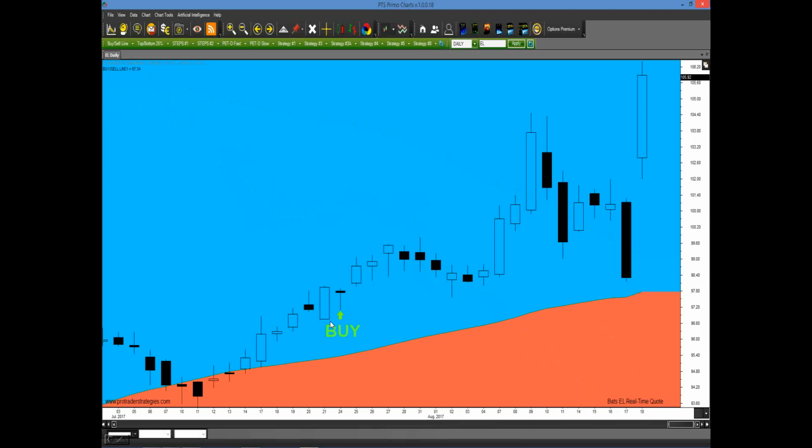Now this will work to the upside as well. EL, this was, I believe, on Friday, one of the top gainers of the week. As you can see here, this was what happened on Friday. The stock went straight up. Well, coming into August, a buy signal was generated using strategy 3A.